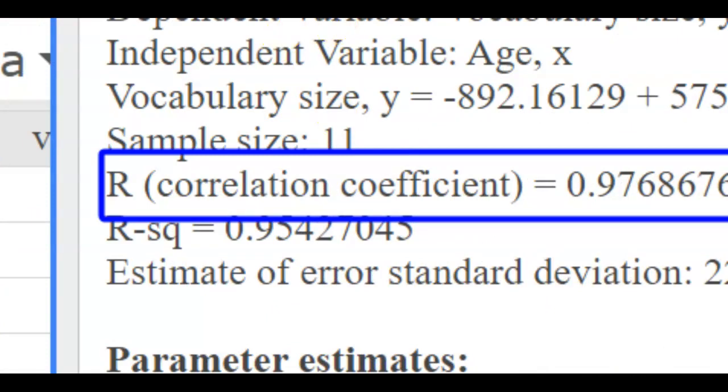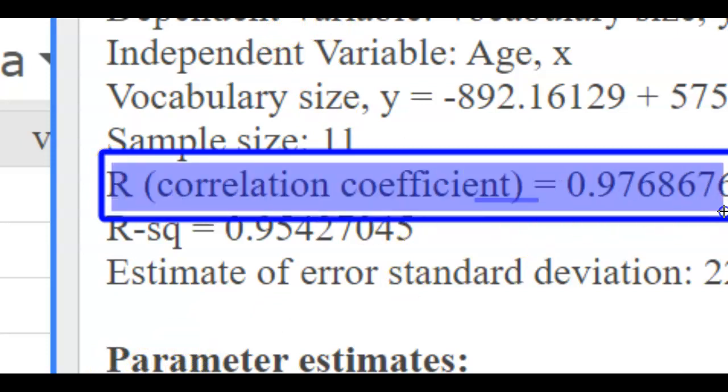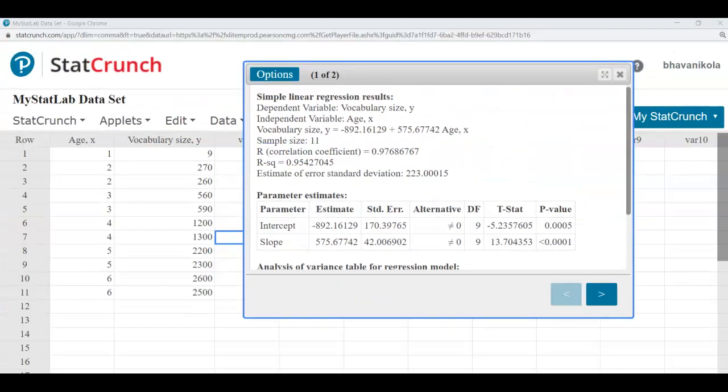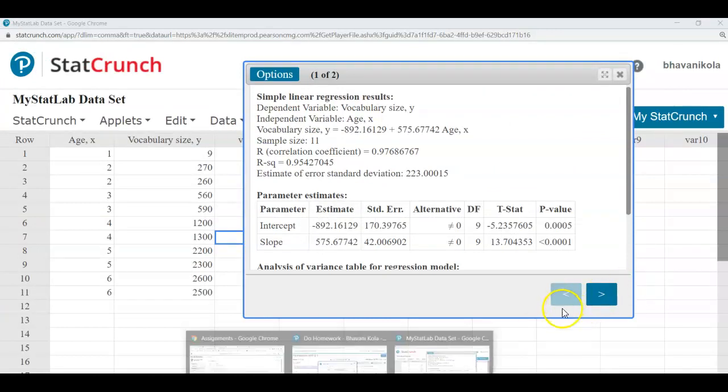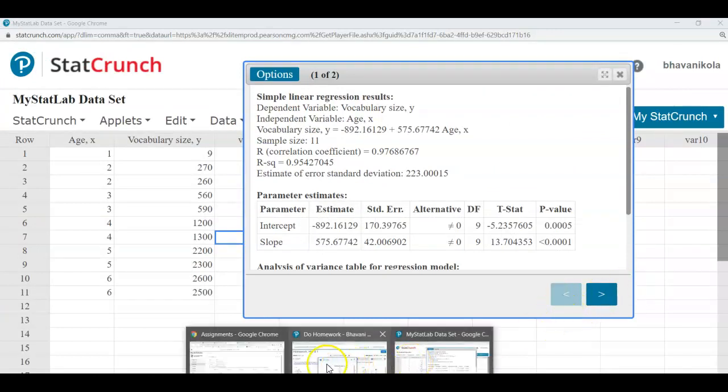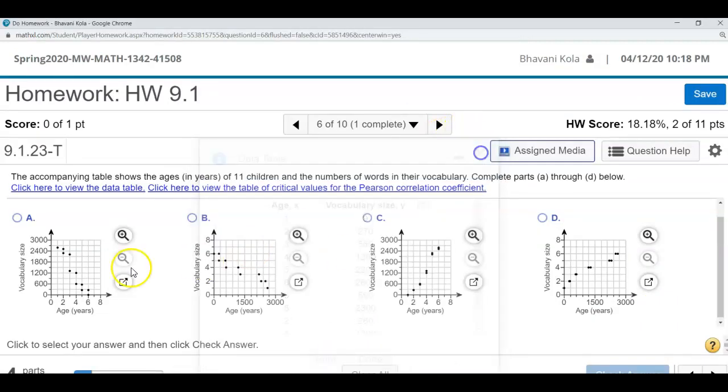Okay, I am going to go ahead and go back here. The correlation coefficient in this case is 0.9768. So let's go back and see what we have. What are they asking us for? Where is my question here? They said, which one is my graph? So where do I find my graph?